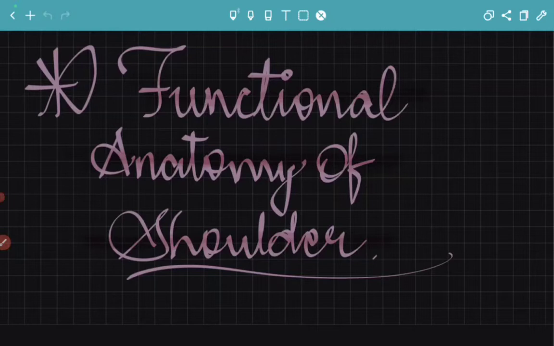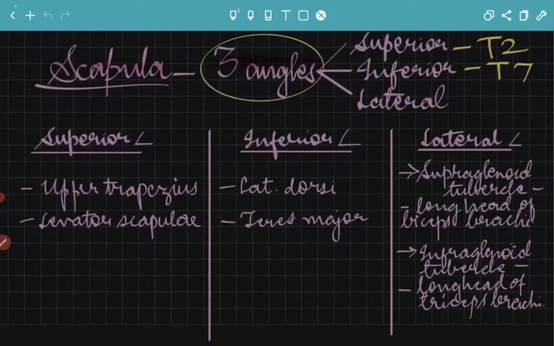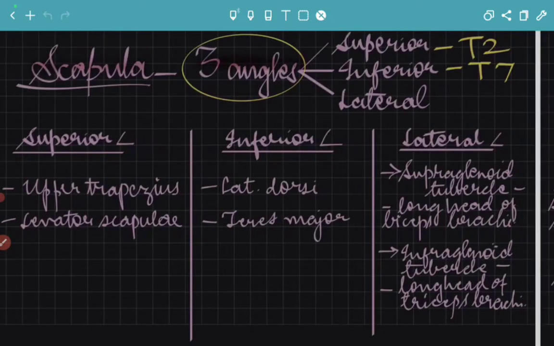Physiowebseries Season 1, Shoulder Complex, the Functional Anatomy of Shoulder. Study of the Bone, Scapula, and its Attachments.